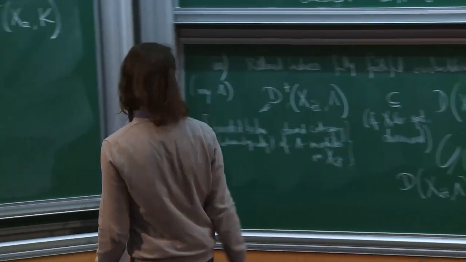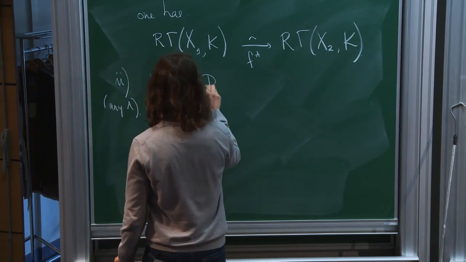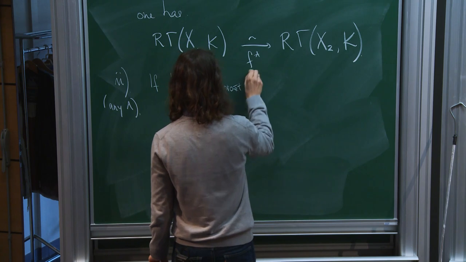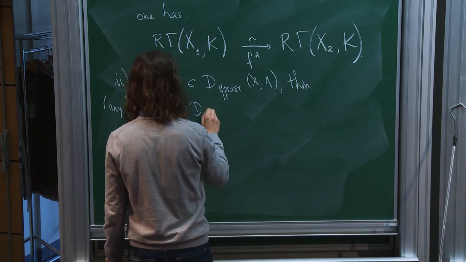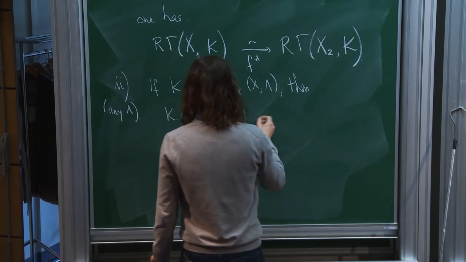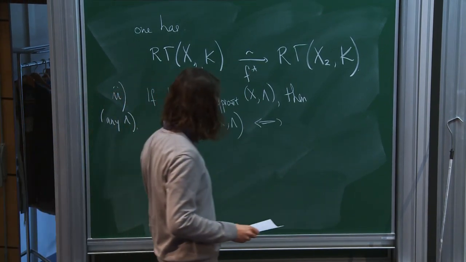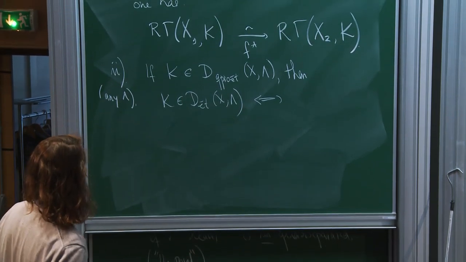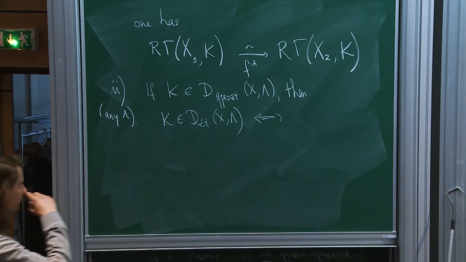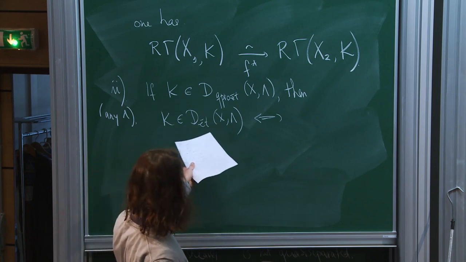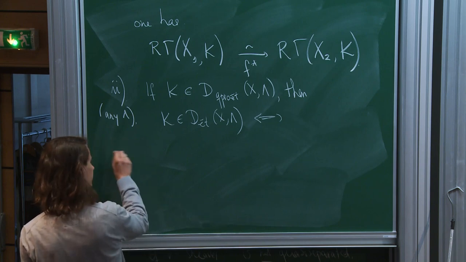So now I want to check whether it's in the etale guy. Assume it has already passed the first test, so it lies in the quasi-proetale. Then K lies in the etale D of X with coefficients in lambda if and only if you have some kind of commutation, some kind of finite presentation thing, where the cohomology of an inverse limit is a direct limit of the cohomologies.